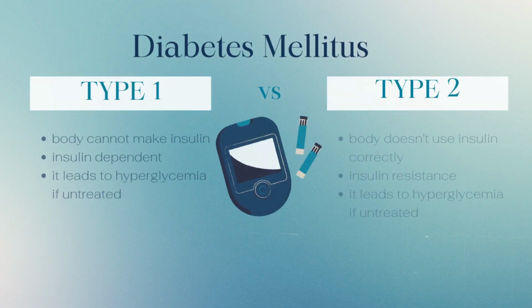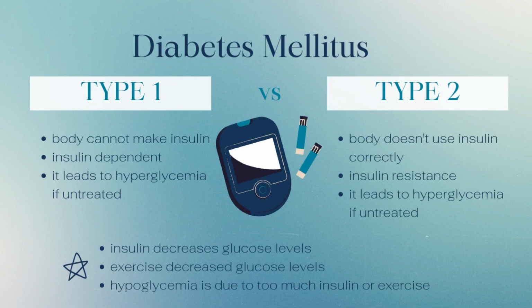So diabetes can be either type 1 or type 2. Type 1 is when the body cannot make insulin and the body is insulin dependent, and it leads to hyperglycemia if untreated because your glucose keeps getting higher and higher and the insulin is not there to decrease that glucose.